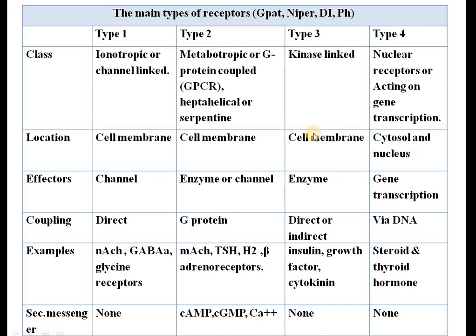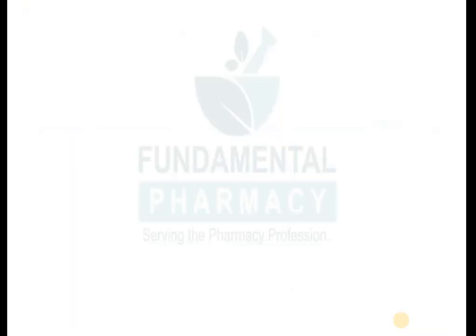And a question might come: which of the following receptors is not a membrane receptor? So in that case, you should be able to answer. It is a type 4 or nuclear receptor, or receptor that acts on gene transcription. Is that clear? So what is the effector? What is the effect of these receptors? Gene transcription. Okay, they will couple to DNA. And examples of such kind of receptor are steroid receptor, thyroid hormone receptor, and again they will not have a secondary messenger. Is that clear? This was all about the receptors. It actually is a big topic.